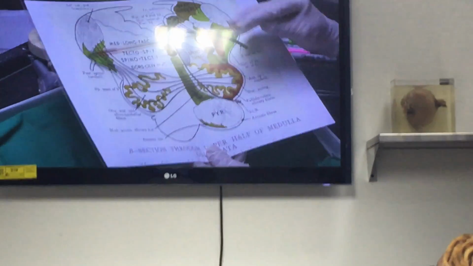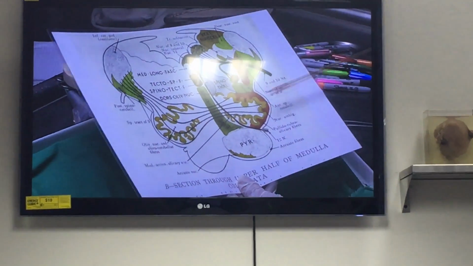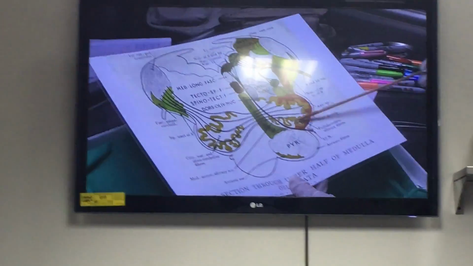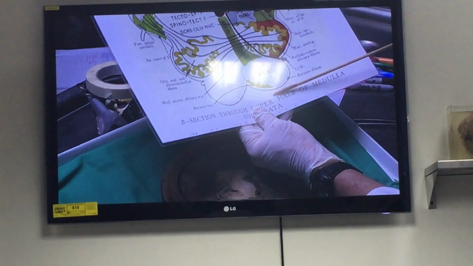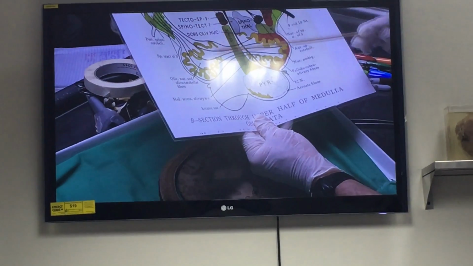So that is the inferior cerebellar peduncle. It is very important to really appreciate what is happening here. Here you see your pyramid. You can see all those fibers there in the pyramid, and you see the arcuate nucleus. This is a very important section.